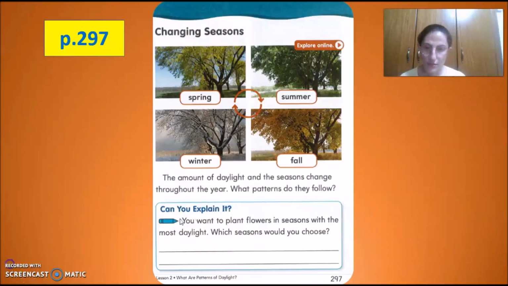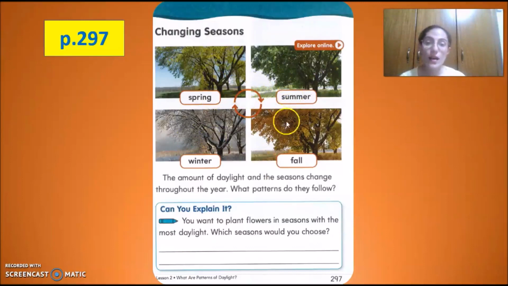Great. Can you explain it? Now, you remember that in this section we have to discuss it orally with our parents. Can you explain it? You want to plant flowers in seasons with the most daylight. Which seasons would you choose? Let's think together. Which seasons get the most daylight? Do you think it is fall and winter? Of course not. It is spring and summer.